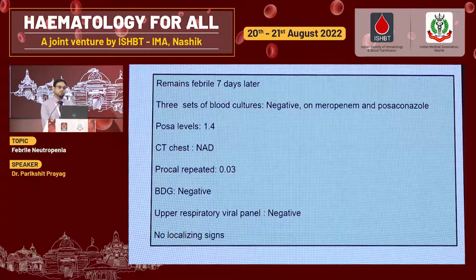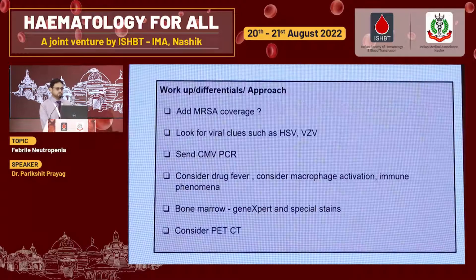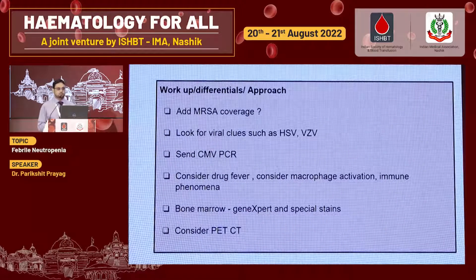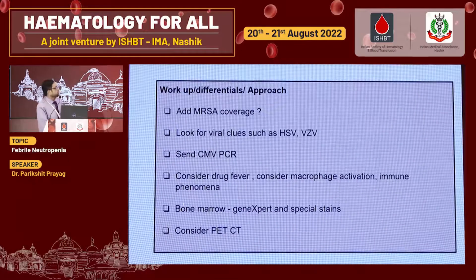So this is a patient, you have sent procalcitonin, you have done a CT chest, nothing else is positive. So what next? What can we miss out on? So then your options at this point of time are thinking about MRSA coverage, looking for viral etiologies. So again, you don't look for them upfront, but this is the time, HSV, VZV, CMV, they can occur late in febrile neutropenia. Consider other causes like drug fever, macrophage activation, hyperimmune syndromes. If you are going to get a bone marrow for disease response, also think of TB or PET-CT.